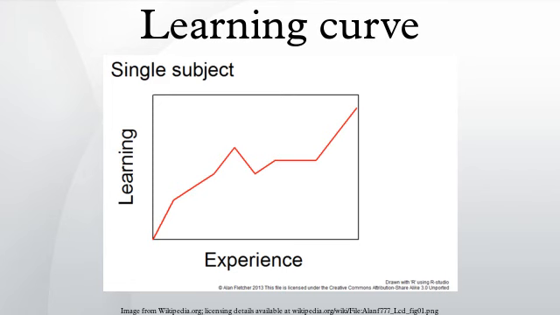In 1936, Theodore Paul Wright described the effect of learning on production costs in the aircraft industry. This form, in which unit cost is plotted against total production, is sometimes called an experience curve. The familiar expression "a steep learning curve" is intended to mean that the activity is difficult to learn, although a learning curve with a steep start actually represents rapid progress.